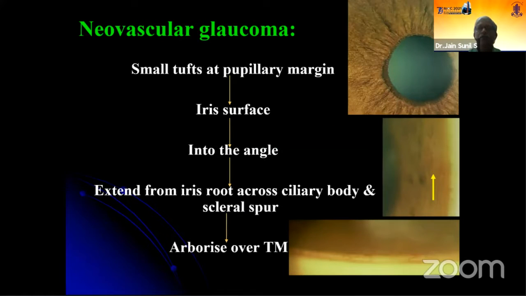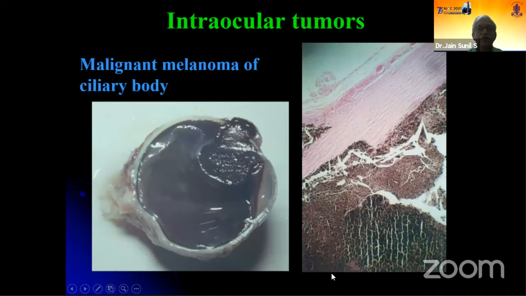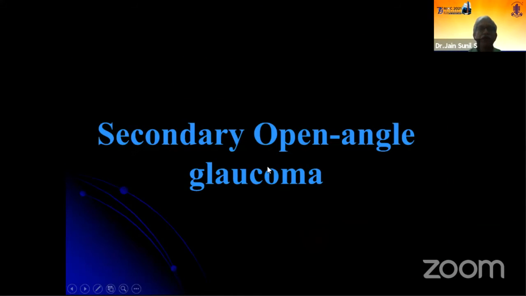In neovascular glaucoma, you might miss the rubeosis at the pupillary margins. It's only on gonioscopy that you might see the arborization extending over the trabecular meshwork. This is how a fibrovascular ingrowth would appear. Sometimes when a tumor of the ciliary body penetrates deeper into the angle structure, you might see peripheral anterior synechiae.